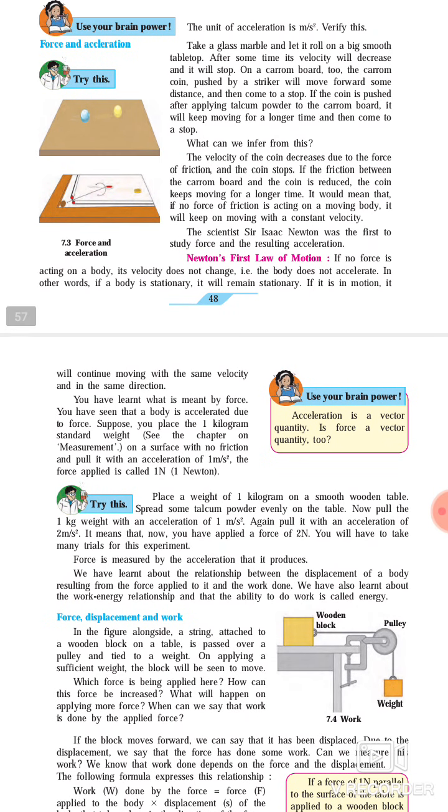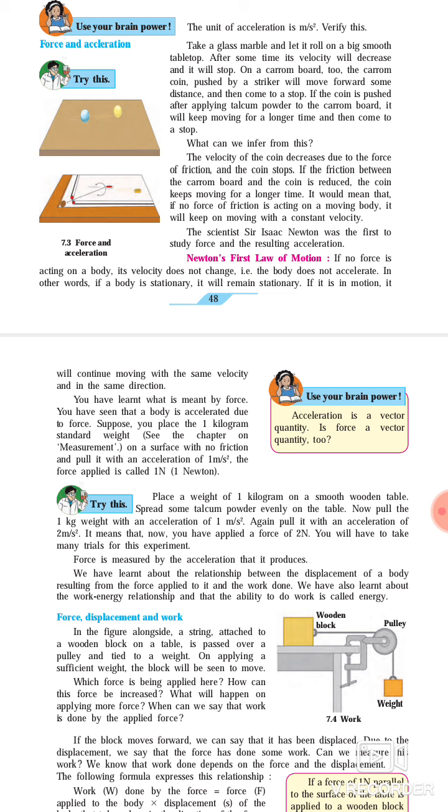Now the next point is, you have been given one experiment. Take a glass marble and let it roll on a big smooth tabletop. After some time its velocity will decrease and it will stop. On a carom board too, the carom coin pushed by a striker will move forward some distance and then come to a stop. If the coin is pushed after applying talcum powder to the carom board, it will keep moving for a long time and then come to a stop.